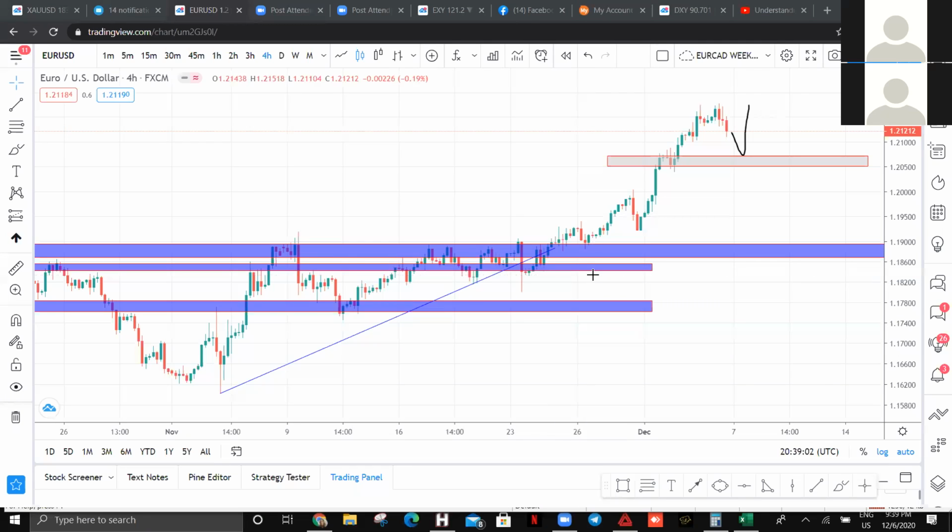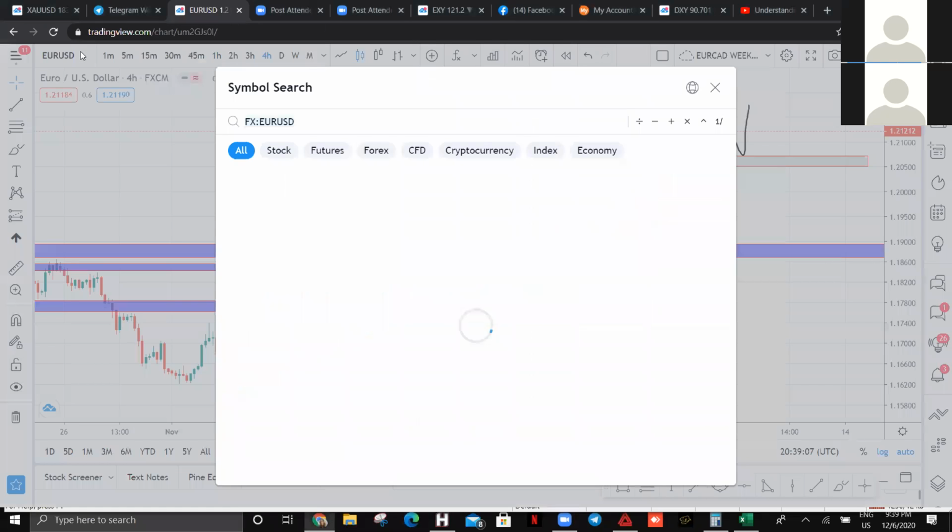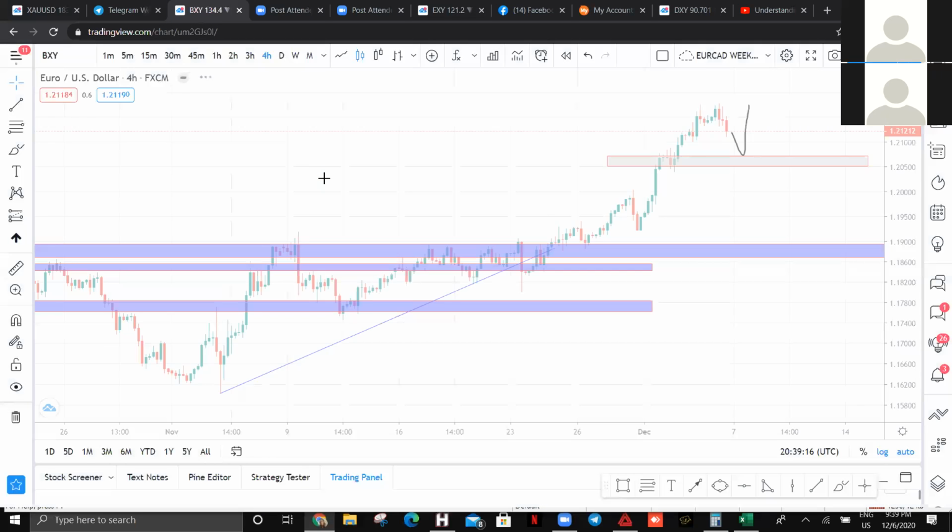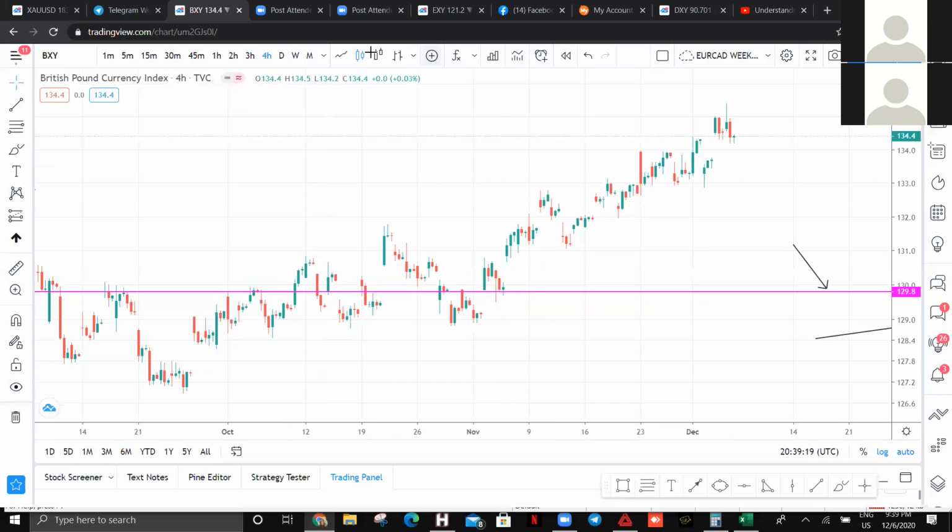Okay, that's Udeme. So what I'm going to do today will be gold and GBP/USD. Now let me type GBP/USD. But let's first go to the pounds index, that's BXY, the British pounds index. Oh, I already have a chart on it. Let me see what I did.